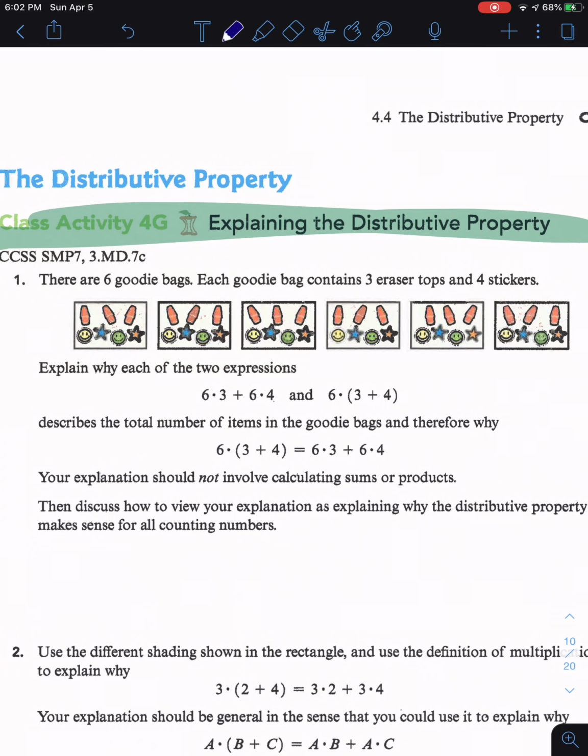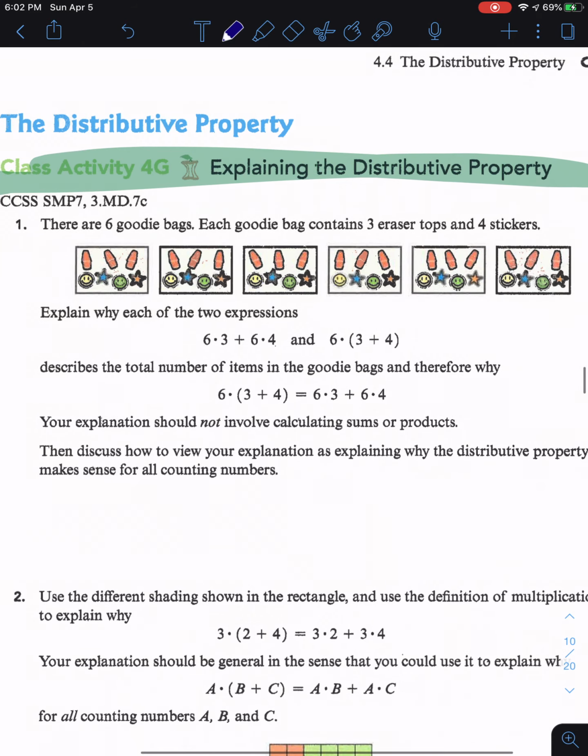So we looked at the commutative property of multiplication, visually by tilting our heads or rotating the piece of paper. We looked at the associative property visually by cutting up in different ways that three-dimensional block. And now we have the distributive property to look at. So let's take a look at 6 goodie bags, 3 eraser tops and 4 stickers in each.